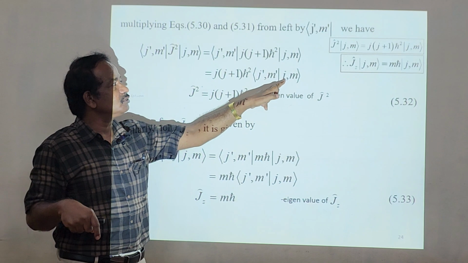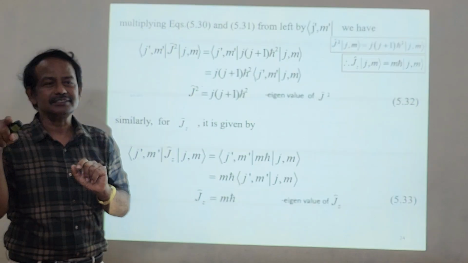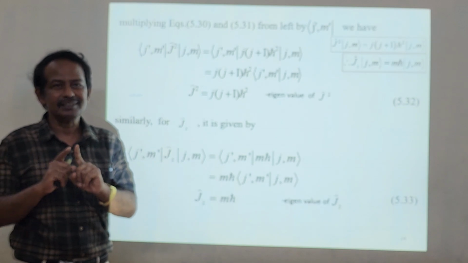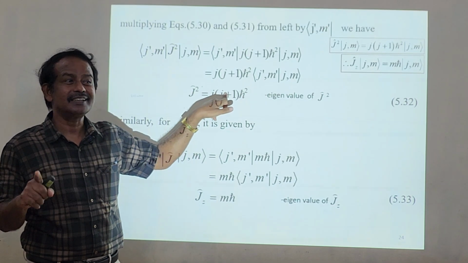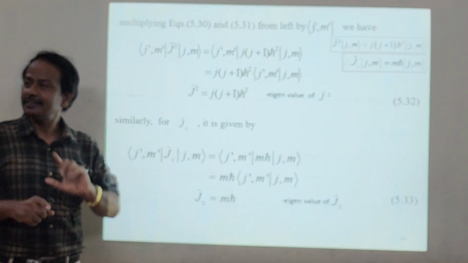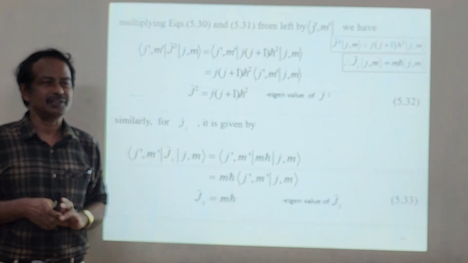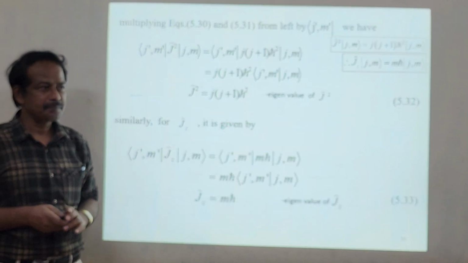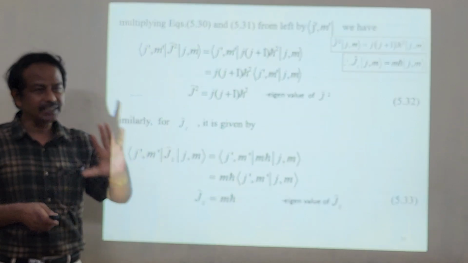Correct? And you substitute here J equals J dash, M equals M dash. Both the elements are equal. Correct? You will get only diagonal elements. For J squared and J z, the answer will always be the diagonal elements, all because of this rule. Is it okay? So you will have only diagonal elements.